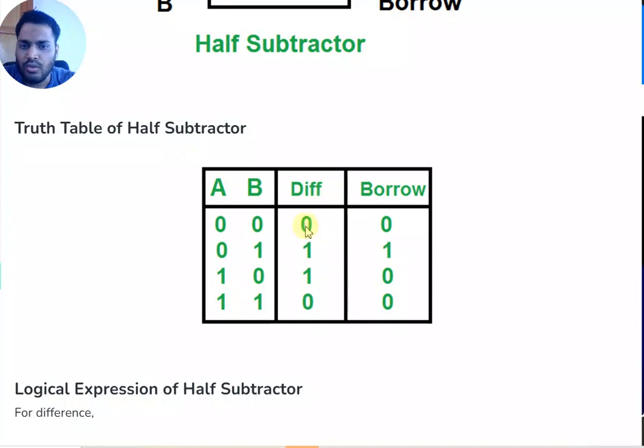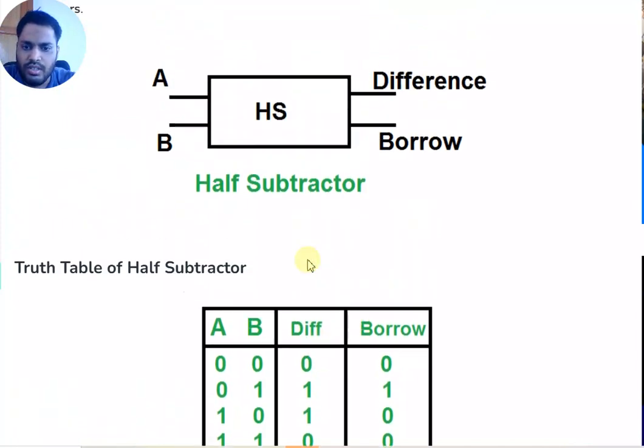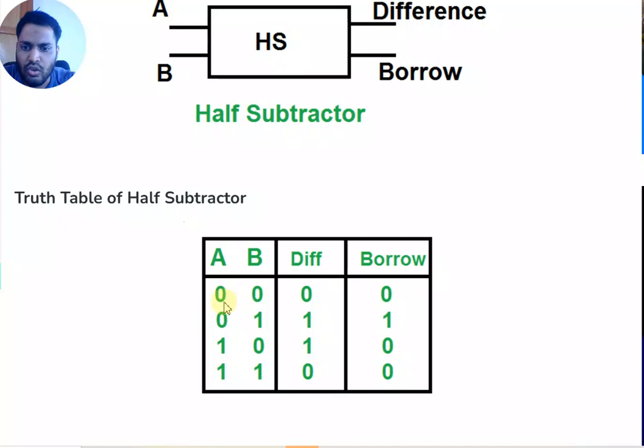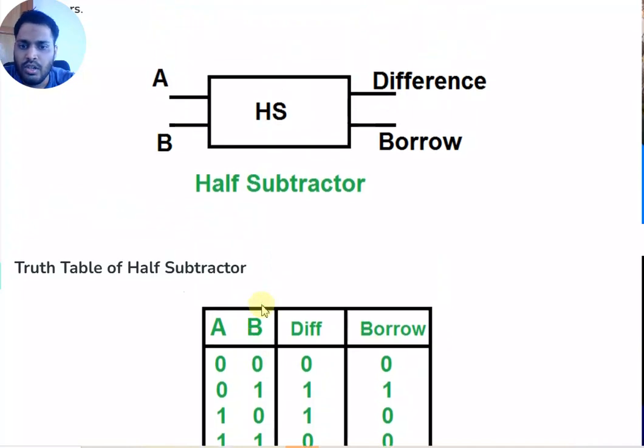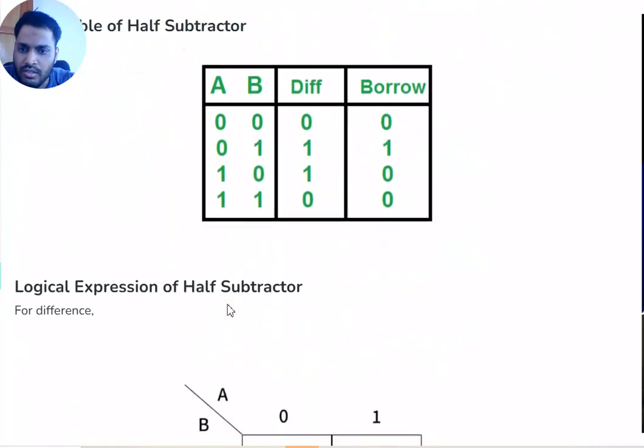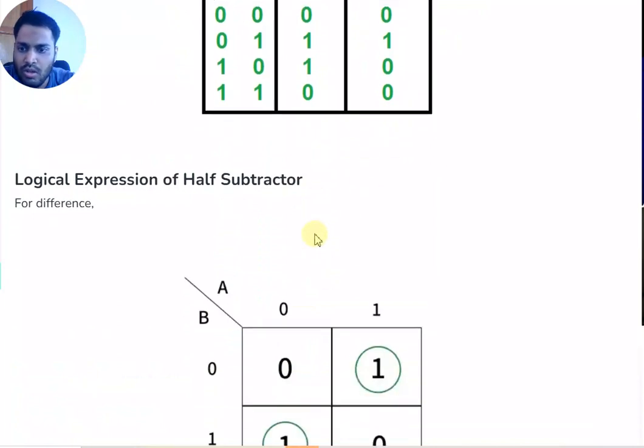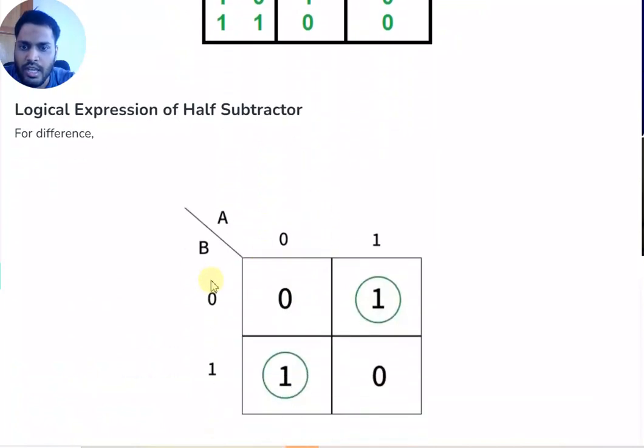So how is the difference written? The difference is written on the basis of the XOR expression. So 0 XOR 0 is 0, 0 XOR 1 is 1, 1 XOR 0 is 1, 1 XOR 1 is 0. Whereas the expression of borrow is something different, so we'll check about borrow. For difference, we will write the K-map.